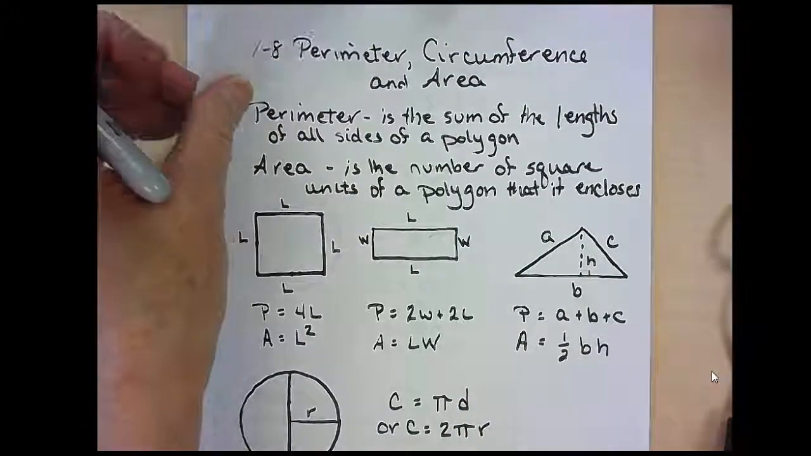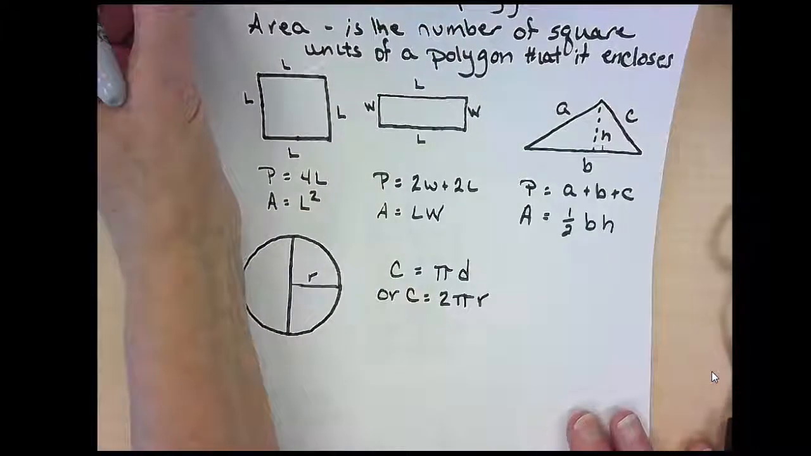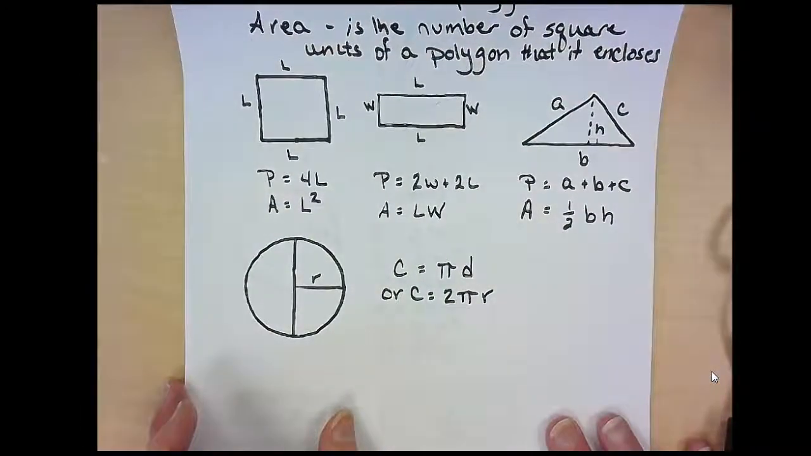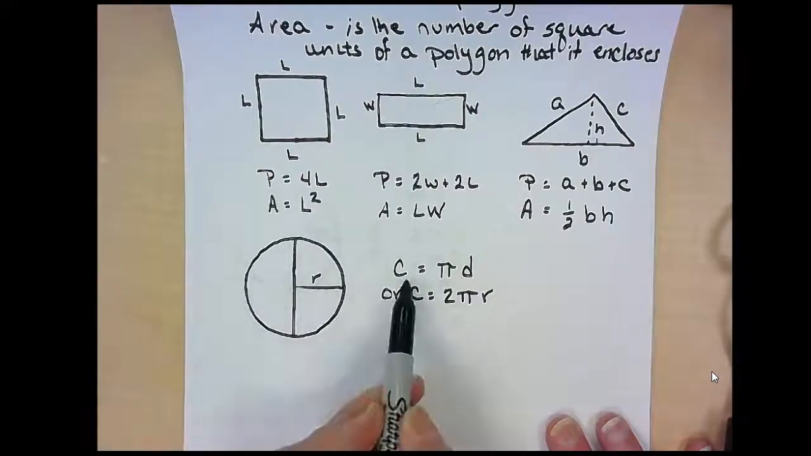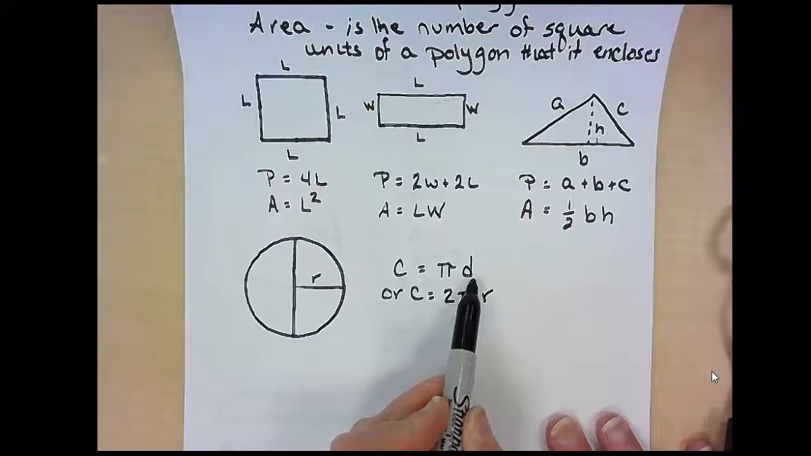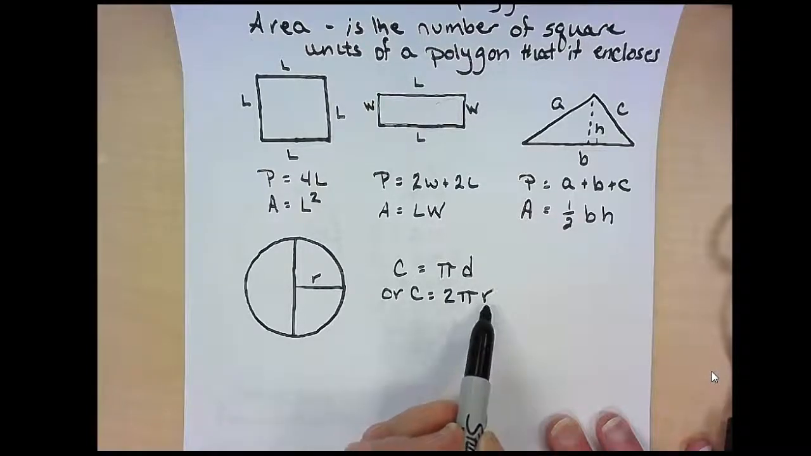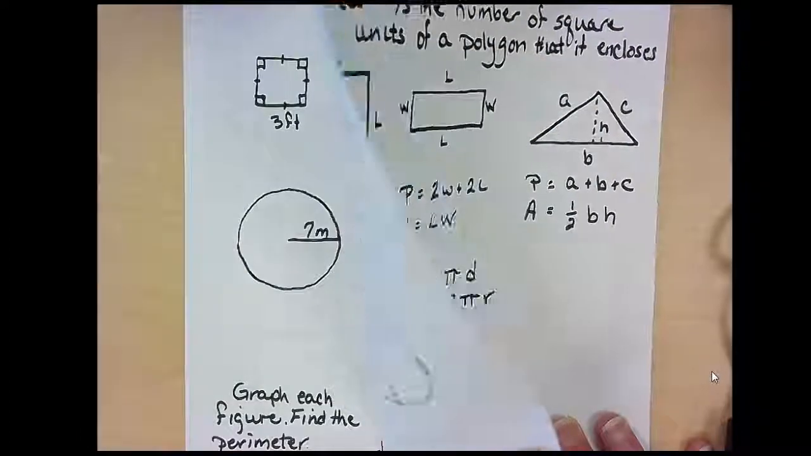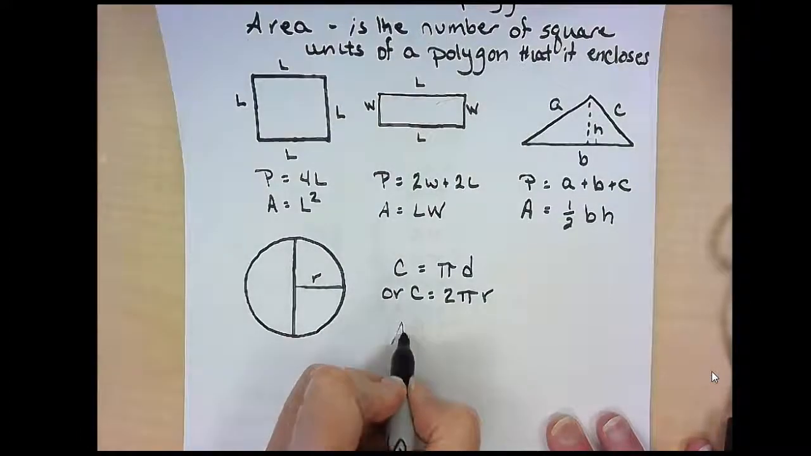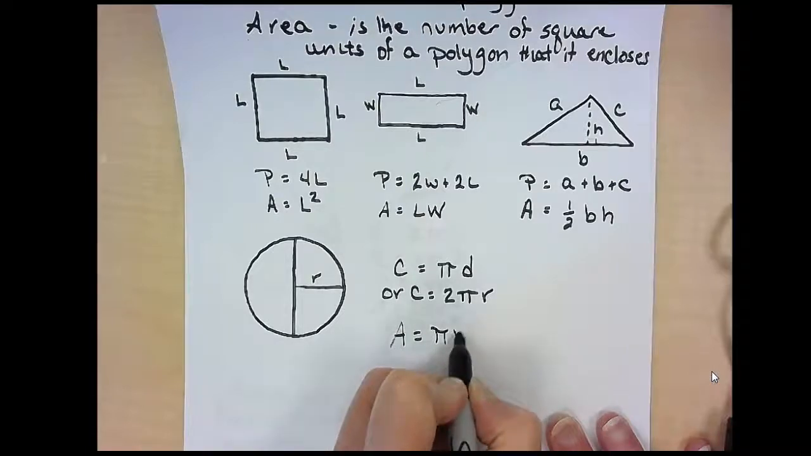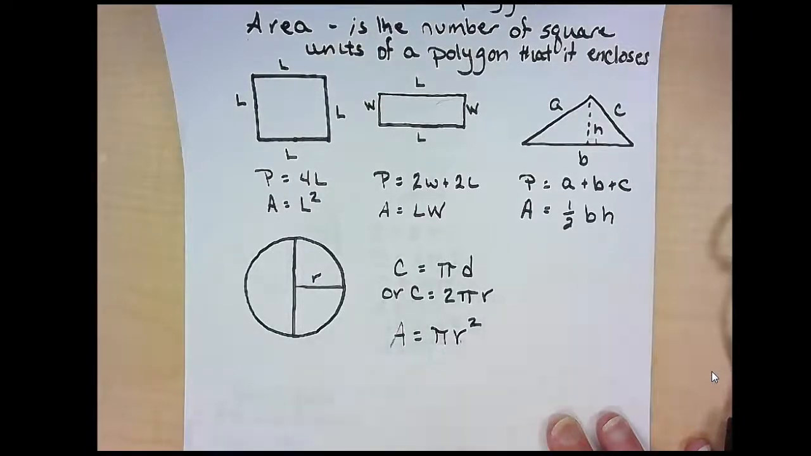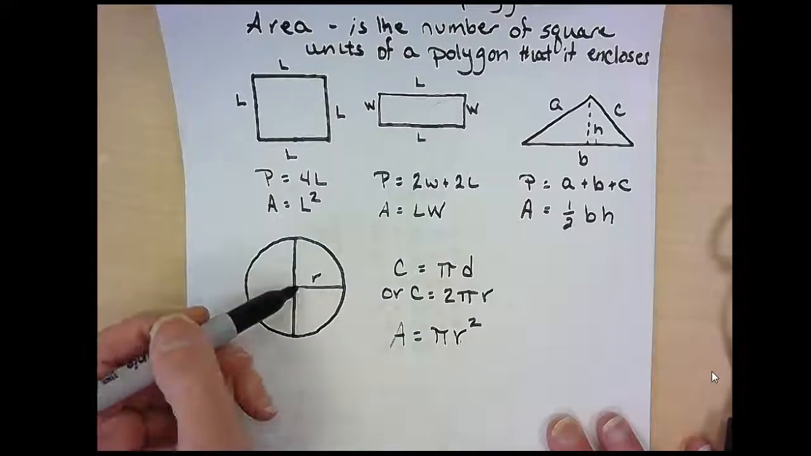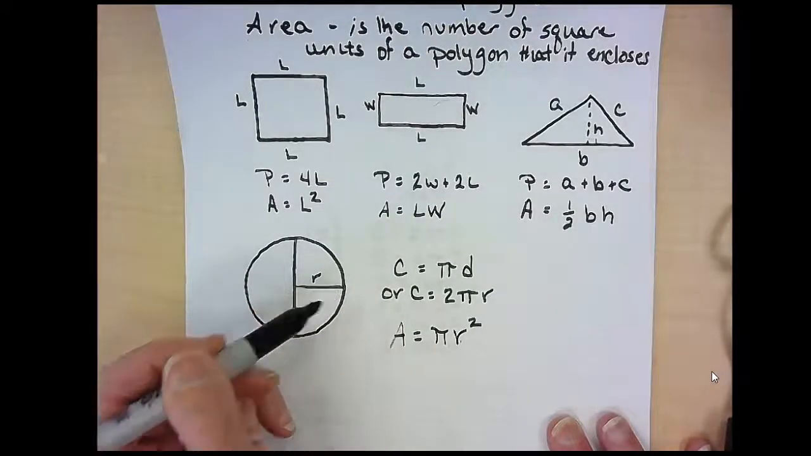When you have a circle, we no longer call it perimeter. We call it circumference. Your circumference equals pi times the diameter, or 2 times the radius, which is the same as your diameter, times pi. Area equals pi radius squared. So you take your radius times itself, and then times pi.